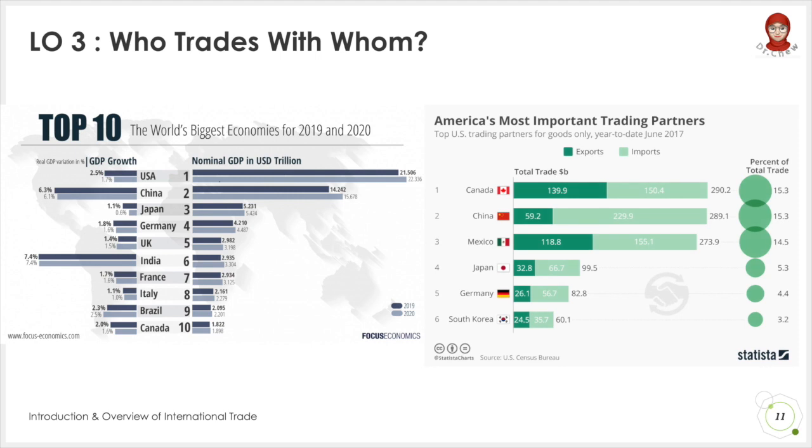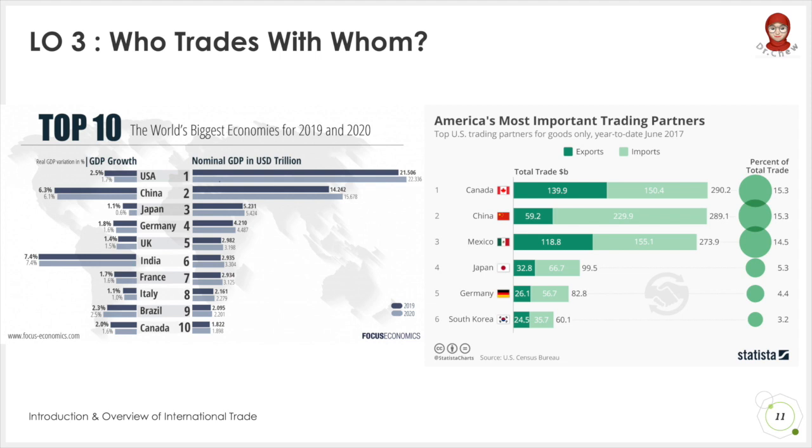Now, let's see the right diagram, which shows that Canada ranked number 1 as the most important trading partner to the US. But if we go back to the initial diagram, the left diagram, Canada ranks number 10 in the top 10 world biggest economies. Or we can say that it is the last one under the top 10, not number 2, not number 3, but number 10. Also, in the right diagram, Mexico ranked number 3 as the important trading partner to the US.